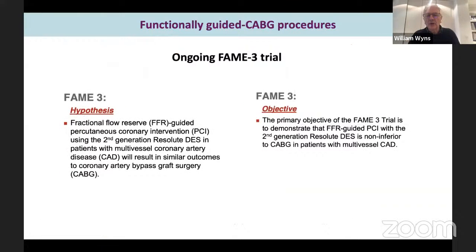We have a large trial ongoing since a long time, it's FAME 3, but that is comparing CABG driven by anatomy versus PCI driven by anatomy plus function. That's FAME 3. We should have the results pretty soon. After many years of patient inclusion, this will tell us whether the CABG procedure needs to be refined by physiology, in case there is non-inferiority with PCI guided by physiology and anatomy. So I'll stop here.